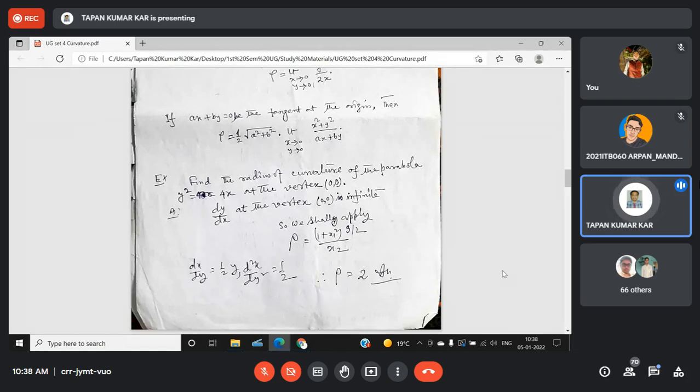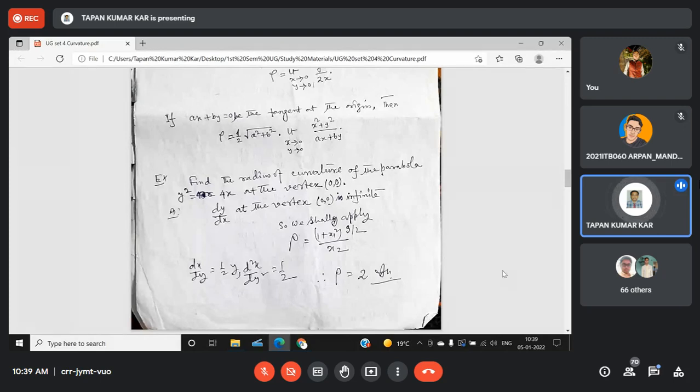So y squared equal to 4x is the curve. So it is of the form y equal to f(x). So you can use 1 plus y1 square whole to the power 3 by 2 by y2, but y2 is 0 here, so you cannot use that formula. You can use the formula 1 plus x1 square whole to the power 3 by 2 by x2, and dx by dy equal to half y, d square x by dy square equal to half. And if you use this formula at the point (0, 0), you will get 2. Radius of curvature is 2.